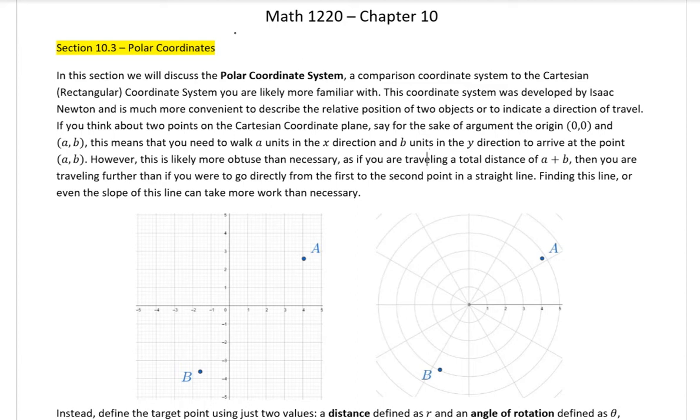Up to this point, we've talked about how to parametrize a curve, changing the variables into a function of t instead, and that will allow us to graph a plethora of curves that would not be defined as functions in the Cartesian plane.